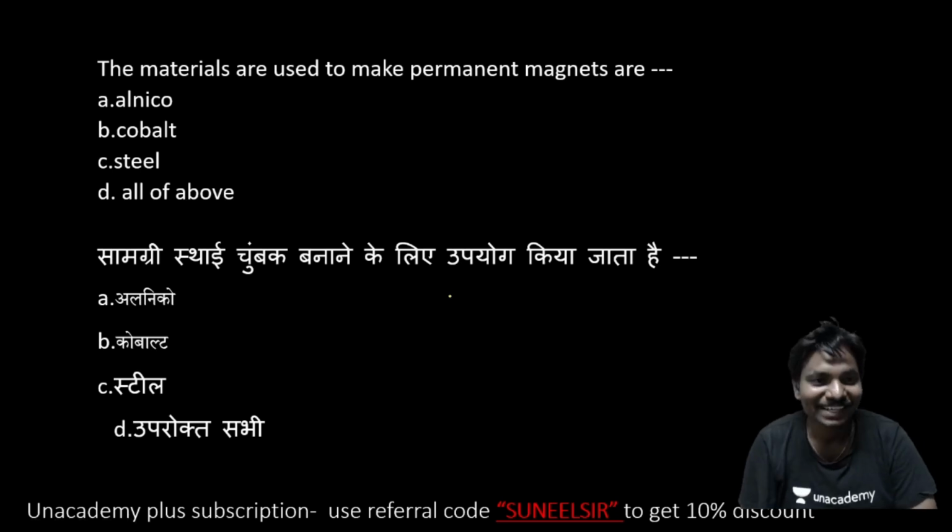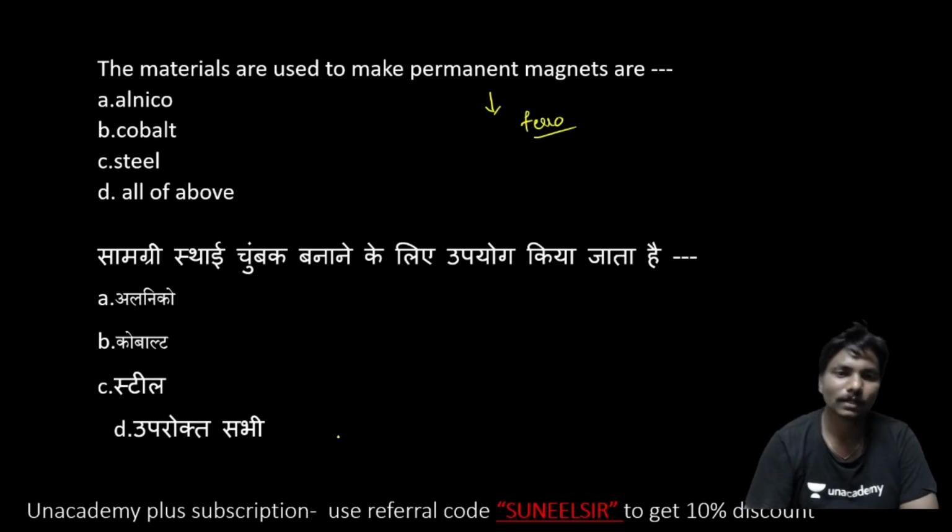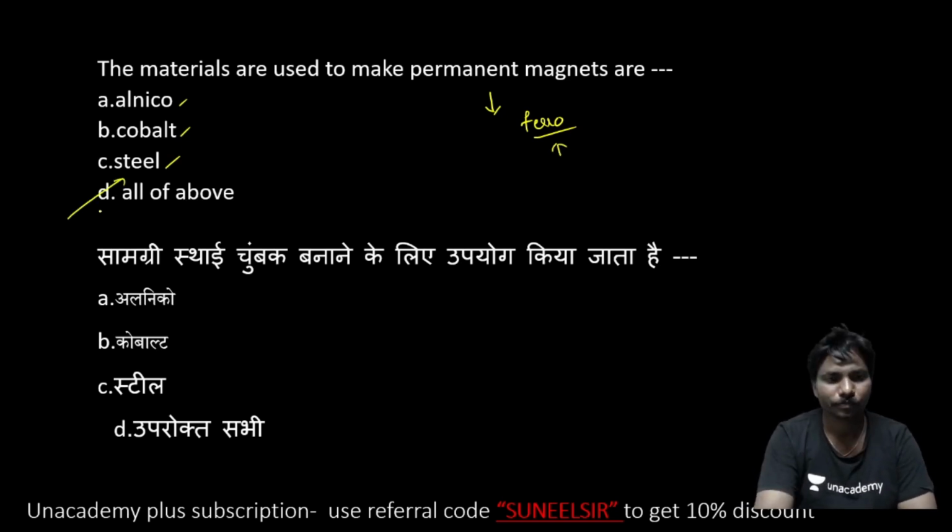Coming to the next one. The materials used to make permanent magnets are dash. Already given, ferromagnetic materials are used to make permanent magnets. So Alnico and Marshall are ferromagnetic, so we can give the answer as option D, all.